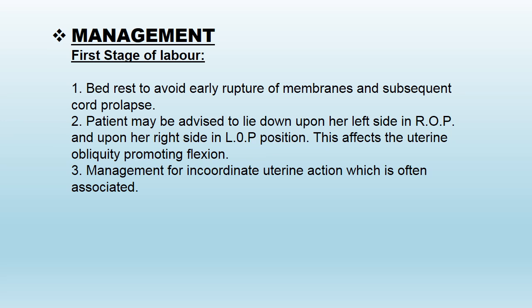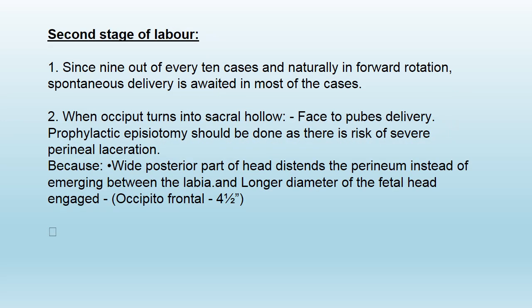Management. In first stage of labor, bed rest to avoid early rupture of membranes and subsequent cord prolapse. The patient may be advised to lie down on the left side in right occipito-posterior and on the right side in left occipito-posterior position. This affects the uterine obliquity, promoting flexion. Management for incoordinate uterine action, which is often associated.